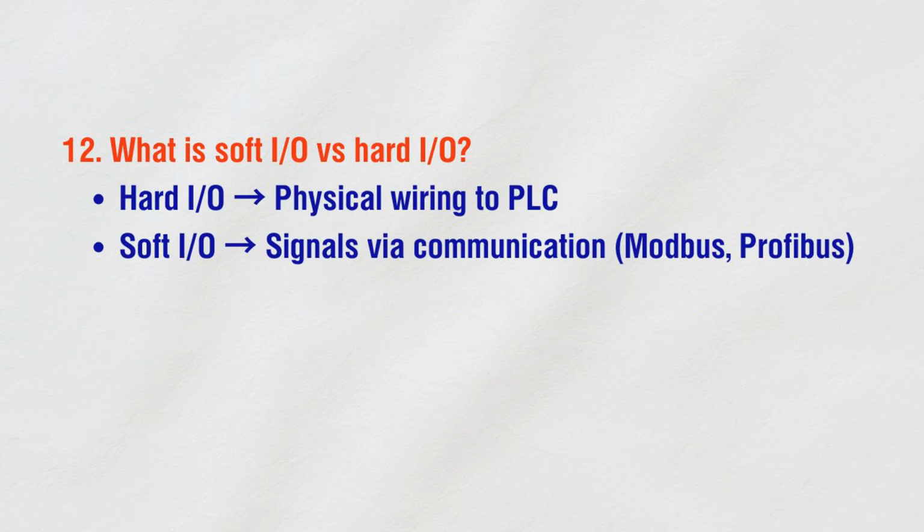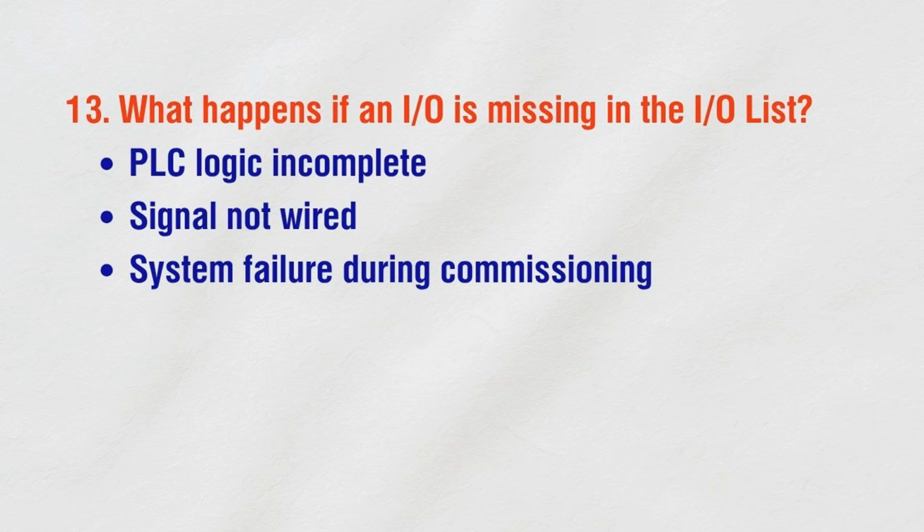What is soft I/O versus hard I/O? Hard I/O is physical wiring to PLC. Soft I/O is signals via communication, Modbus, Profibus. What happens if an I/O is missing in the I/O list? PLC logic incomplete, signal not wired, system failure during commissioning.